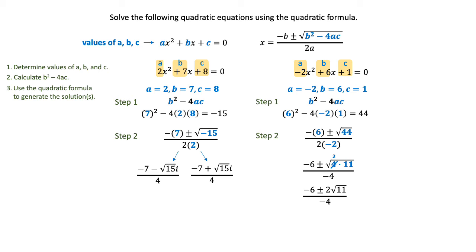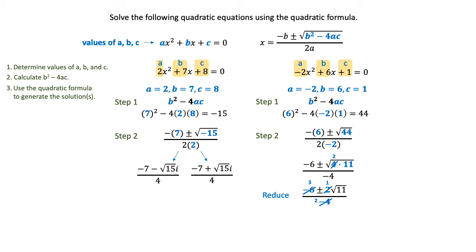At this point, don't be tempted to just cancel anything willy-nilly. Make sure that if you are going to reduce or cancel, that all three positions in this expression have common factors. And they do. You can actually divide out a negative 2. The negative 2 will divide out and give us a positive 3. It will give us a 1, and it will give us a positive 2.